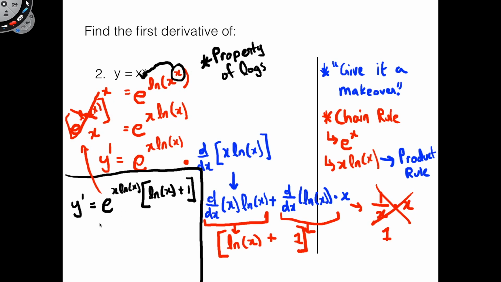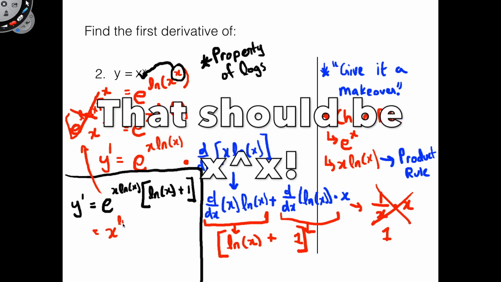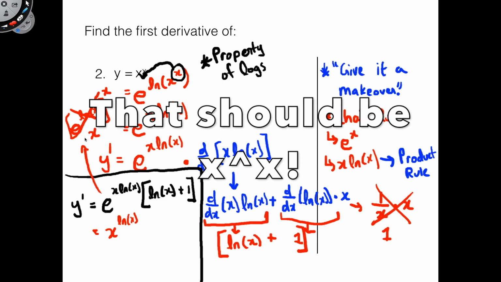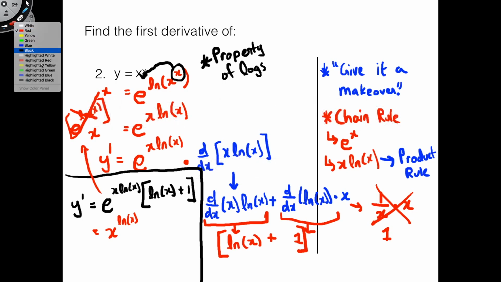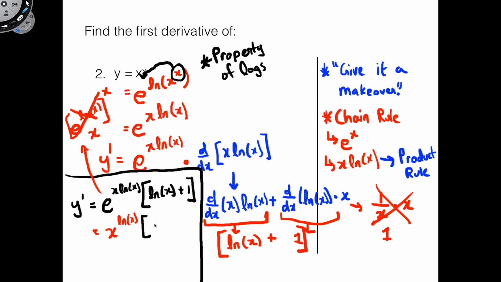So we're going to be left with x ln of x times ln of x plus 1. And that would be your final answer. You can't really simplify that any further. Right? So that's it for this example. I hope that was pretty interesting. I thought it was pretty interesting.